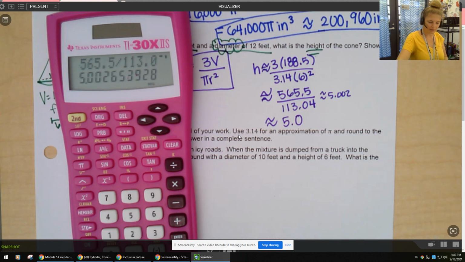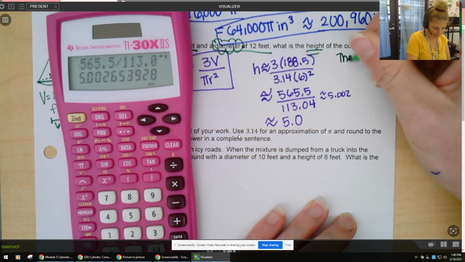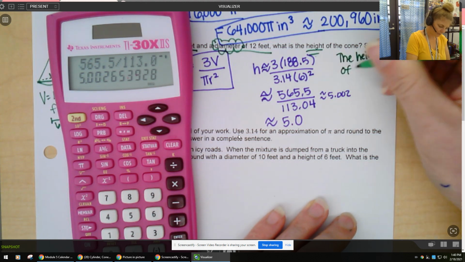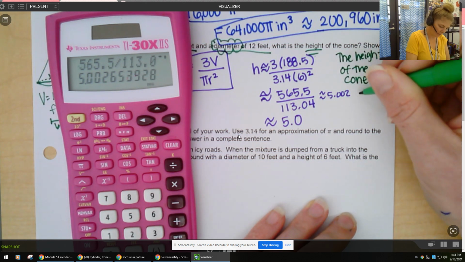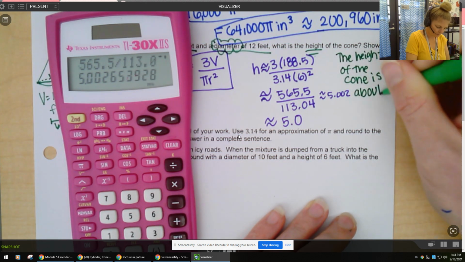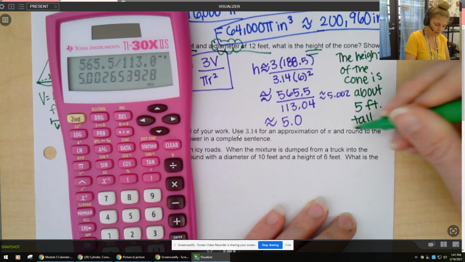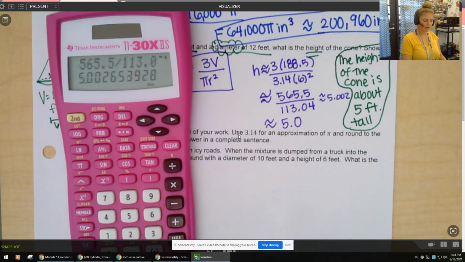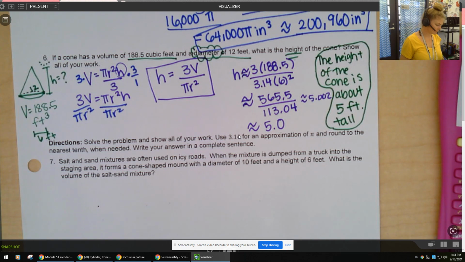And we want to write our answer in a sentence, so we can say the height of the cone is about 5 feet tall. Notice it's just 5 feet, not 5 feet squared or 5 feet cubed, because we are dealing with one dimension, just height. Excellent.